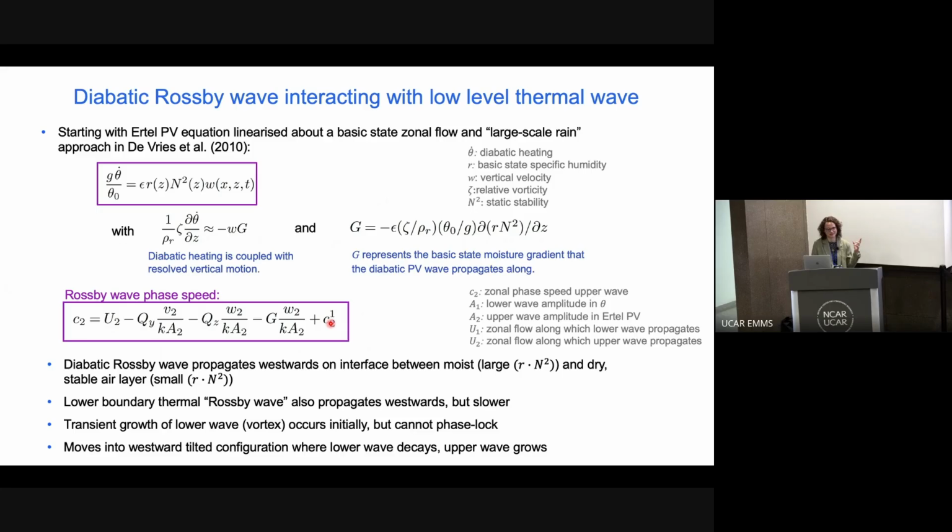that the diabatic Rossby wave at mid-levels was propagating on this moist stability interface that we saw occurred between 4.5 and 5 kilometers, and that our Rossby wave, a warm temperature thermal Rossby wave, which we think of as our Borneo vortex, moved at a slower speed, also propagating to the west. At the beginning, they were aligned, positively interacting with each other, but then as the diabatic Rossby wave moved at a faster speed, they couldn't really phase lock, and the lower level Borneo vortex then weakened and decayed.